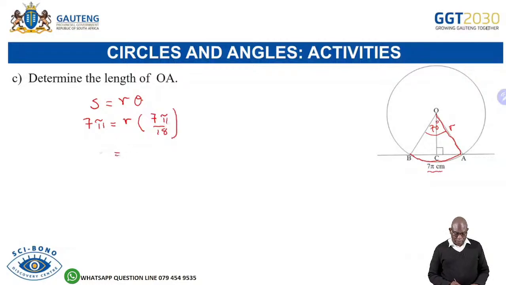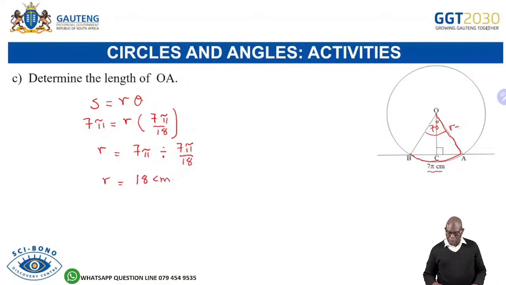Then my R value will be 7 pi divided by 7 pi over 18. If I use my calculator, my radius is going to be 18 centimeters. So I know that R there will be 18 centimeters. That's the length of OA. So I can just write there, because that's what I've been asked, the length of OA. I know it's a radius, so I can just write R.